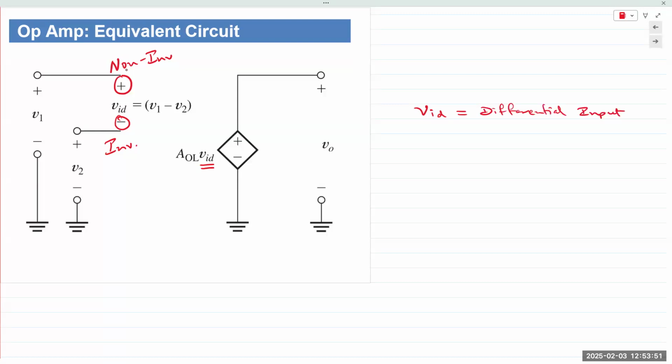Dependent voltage source, as a brief recap, behaves as a voltage source. It supplies its rated voltage, except it is dependent on some other quantity. In this case, the dependency is on VID. The constant is AOL, the open loop gain. So it provides a constant voltage at the output as a function of the input.